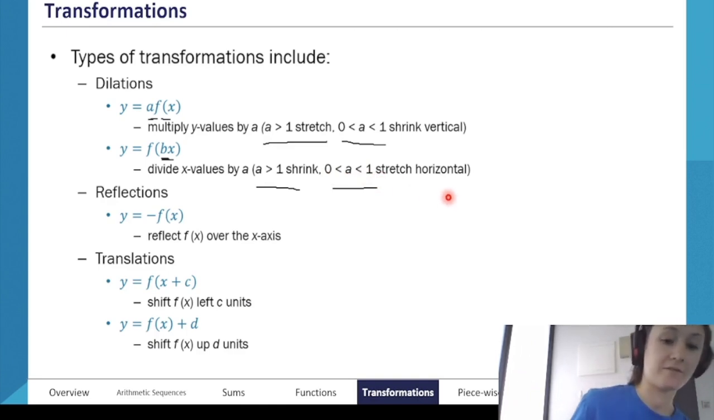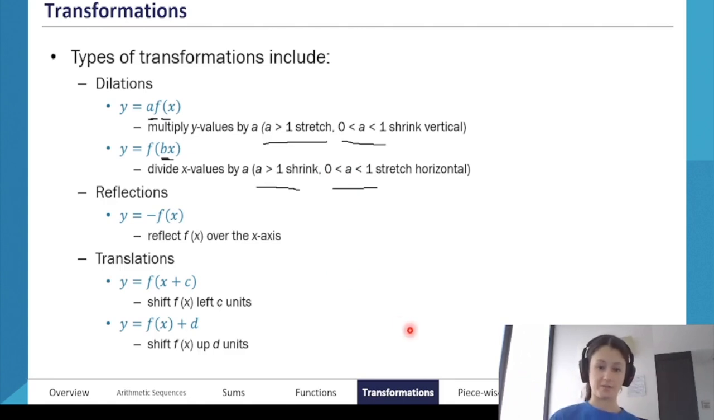Where this horizontal translation gets tricky, maybe intuitively, is if you add a positive number, it's going to shift the function to the left. But if you add a negative number, it's going to shift the function to the right. So it's kind of the opposite of what you'd expect. But with our vertical shift, if you add a positive number, it's going to move it up. If you add a negative number, it's going to move it down.